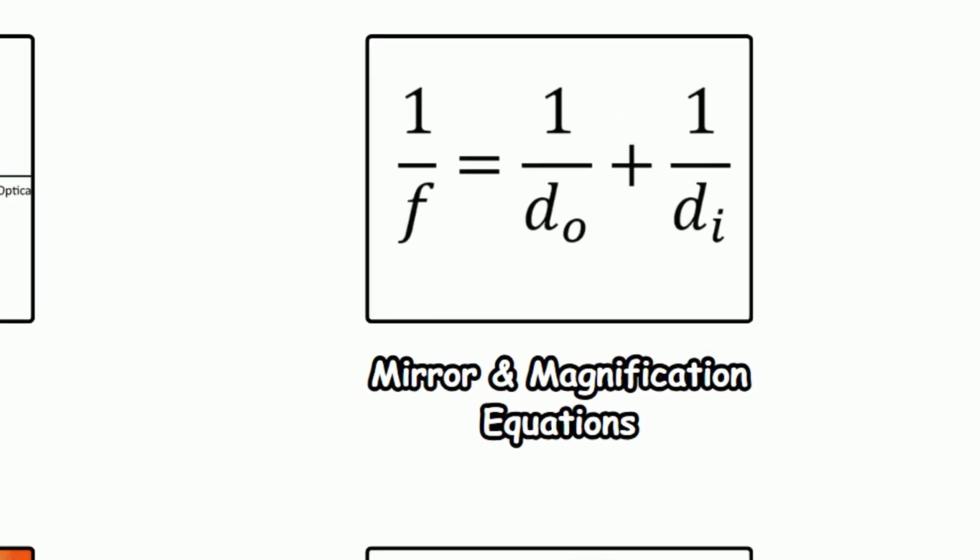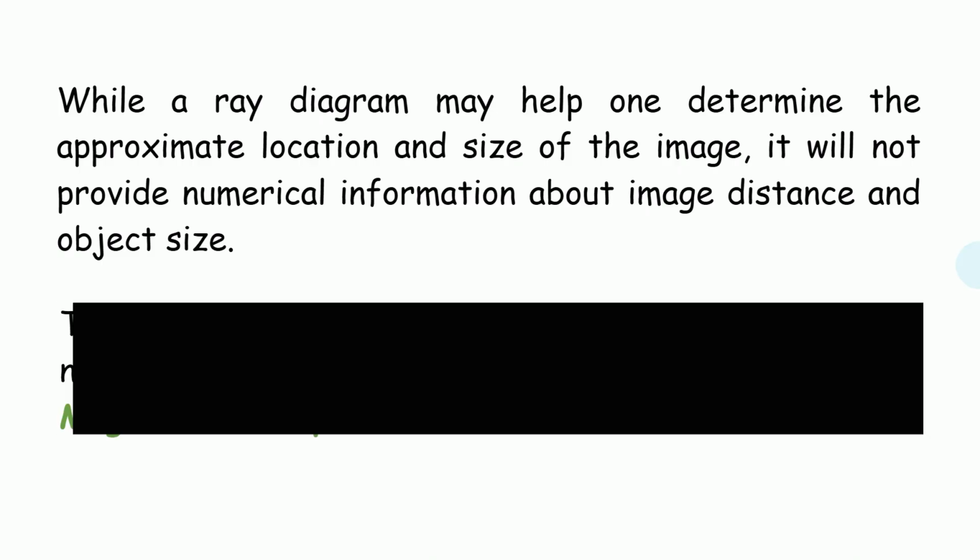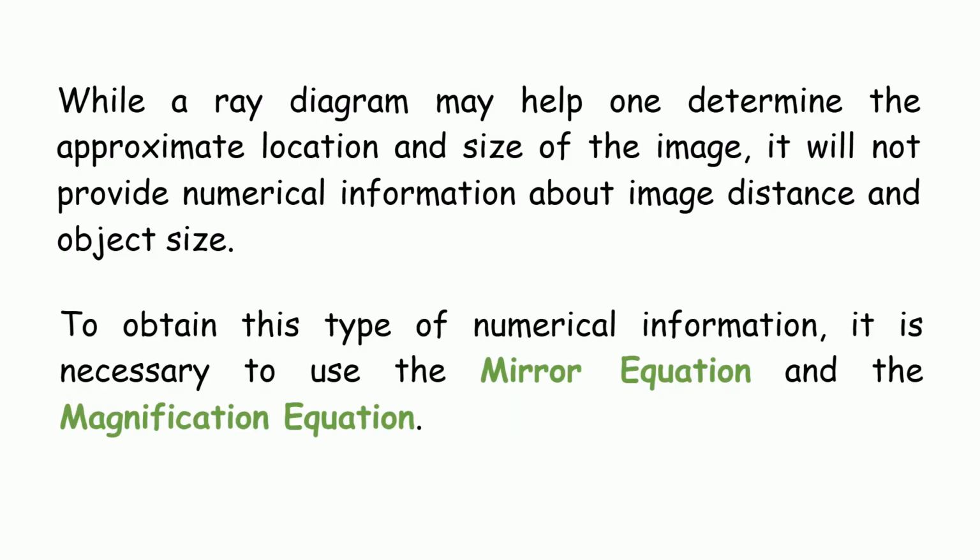Mirror and magnification equations. While a ray diagram may help one determine the approximate location and size of the image, it will not provide numerical information about image distance and object size. This means that our earlier discussion of ray tracing is more about the qualitative side. Now, to obtain the numerical information, the image distance and the object size, it is necessary to use the mirror equation and the magnification equation. This is to get the quantitative side of this information.